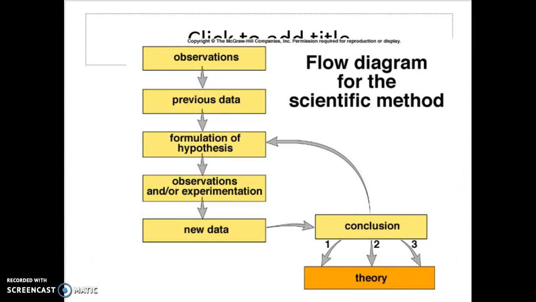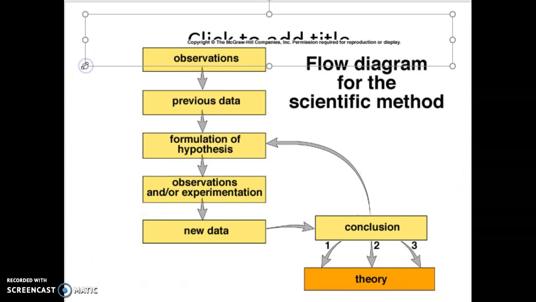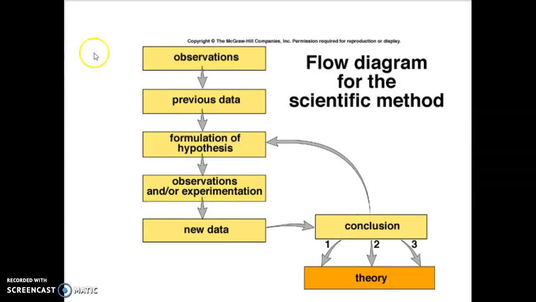But overall, here's our flow chart for the scientific method. This is how it's done. Observations based on previous data. You formulate your hypothesis. You run your experiments, or maybe it's observations. You collect data. That data draws you to conclusions. It may reject the hypothesis. Then you come back and you start over again. Sometimes you're stuck in this perpetual loop, over and over. Other times your conclusions are good, and then that is what helps us lead to calling something a theory.